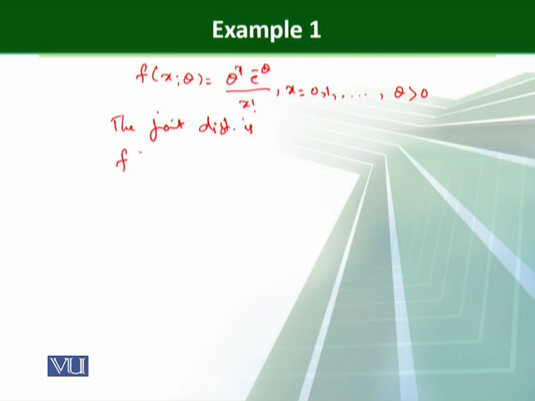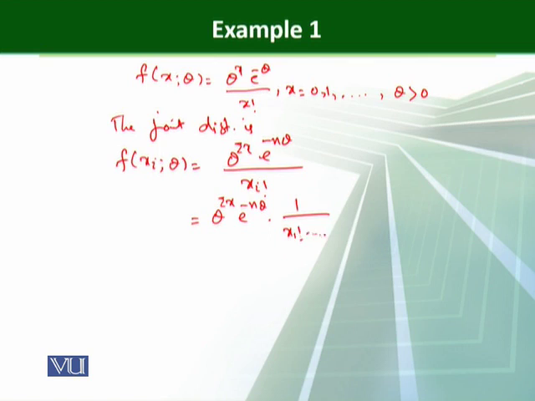So the joint distribution, that is f of x_i, theta, is theta raised to power sum x, e raised to power minus n theta, over the product of x_i factorial. Further we can write it in two parts: theta raised to power sum x, e raised to power minus n theta, into 1 over x1 factorial up to xn factorial. You can easily see that the first part is h of x, theta, and the other part is g of x, which is free from theta. So the joint distribution can be written in terms of two parts, one containing theta and the other independent of theta.